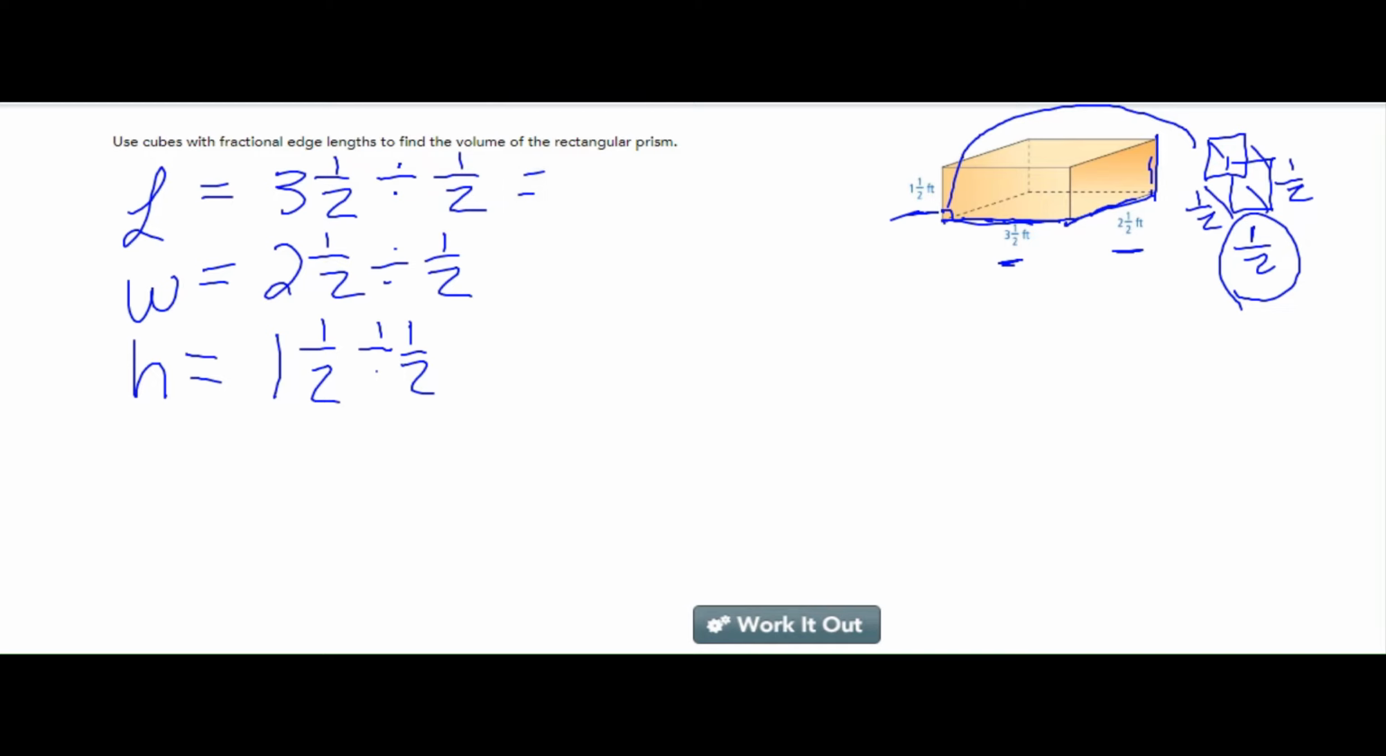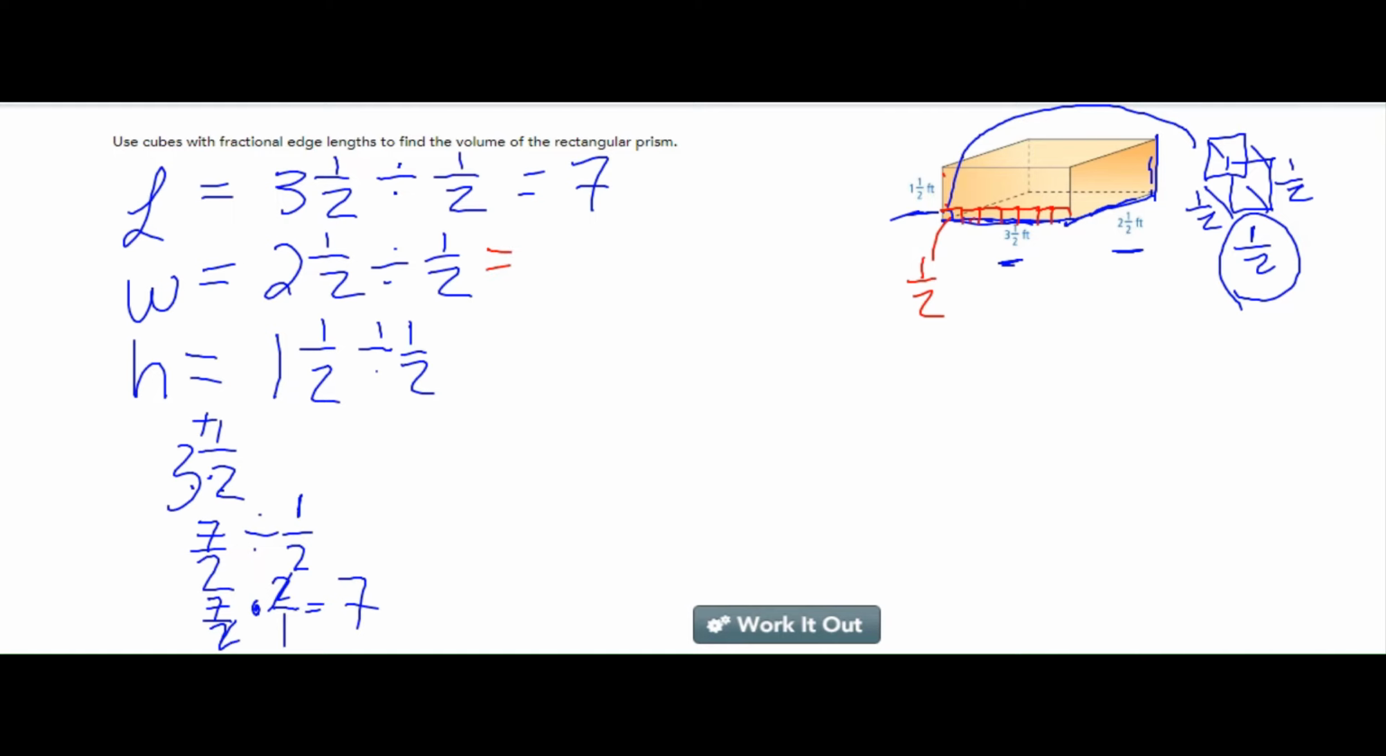So for this one, I have to change 3 1/2 to an improper fraction. 2 times 3 is 6, plus 1 is 7 over 2. And then I have to divide that by 1/2. Dividing by a number is the same as multiplying by the reciprocal. So I'm going to multiply, and I end up with 7. So what does that mean? That means I can pack 7 (1, 2, 3, 4, 5, 6, 7) 1/2 edge length cubes along the length of this box. Now remember, you have to go all the way up and fill the whole box, but we're just taking it step by step.